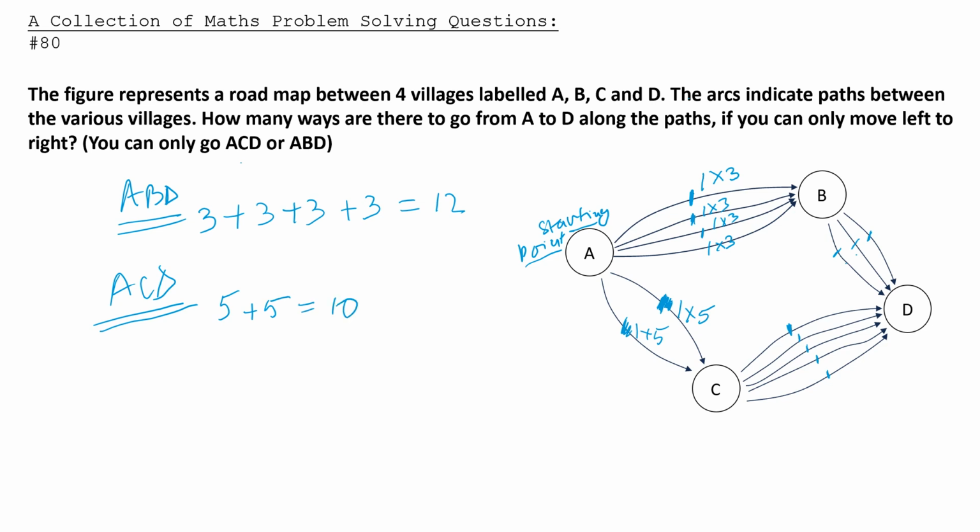So the total number of ways you can go, how many ways are there to answer that question? So total number of ways would be 12 plus 10, and that is 22. And that's your answer.